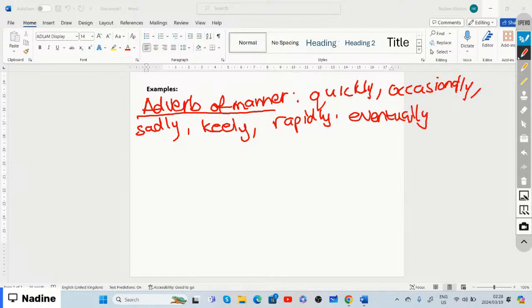Then we go to adverbs of time. As the name suggests, the adverb of time is used to tell the reader when an action is occurring, right? It tells us time periods when something occurs. It doesn't have to be 9 o'clock. It's not saying 8 o'clock. It's not saying 7 o'clock, right?